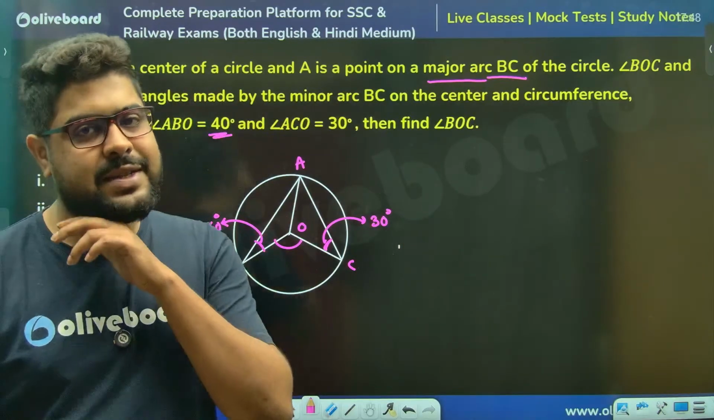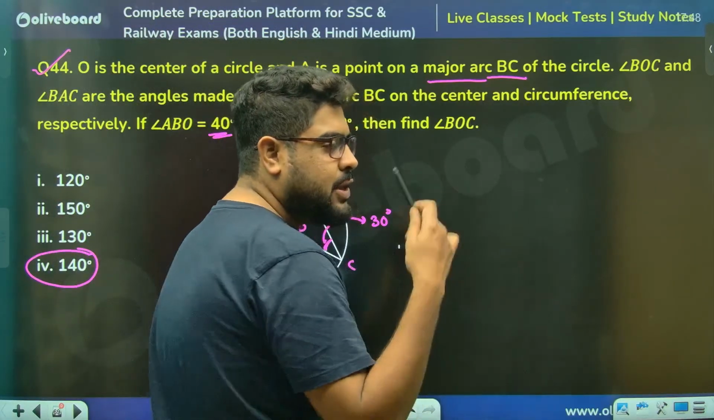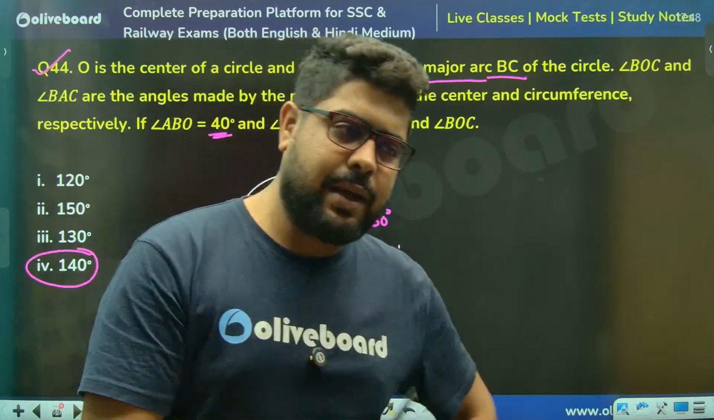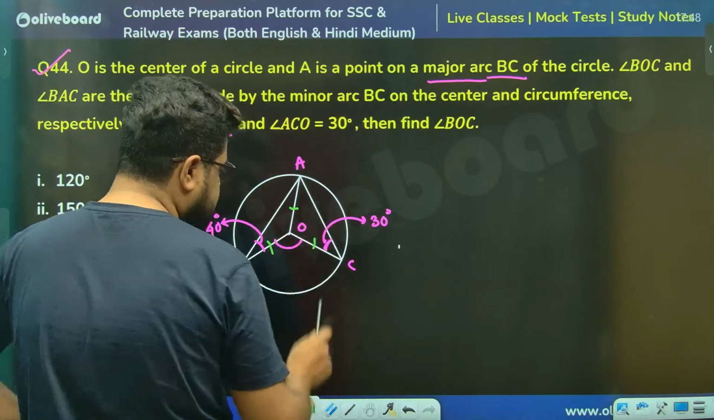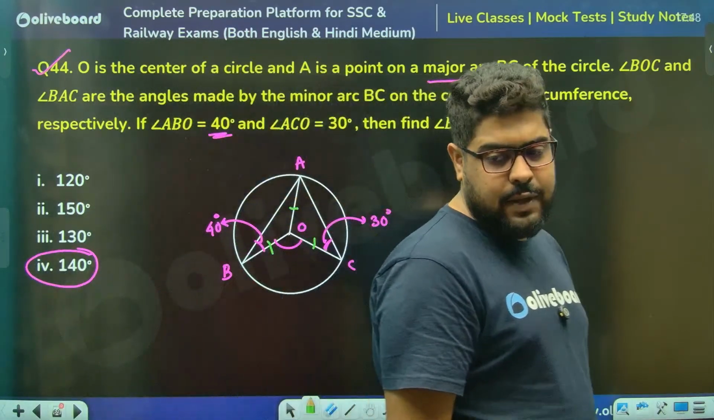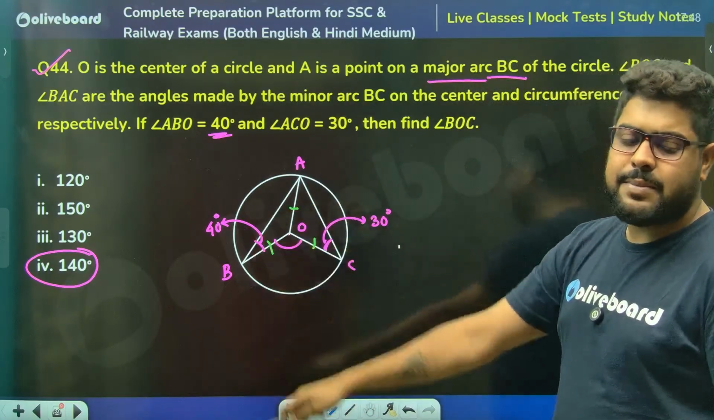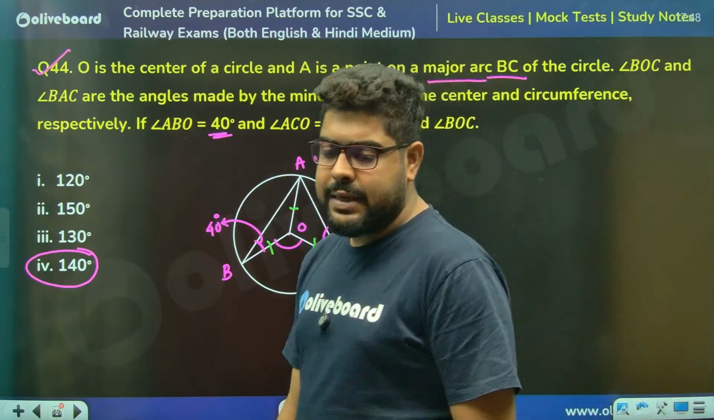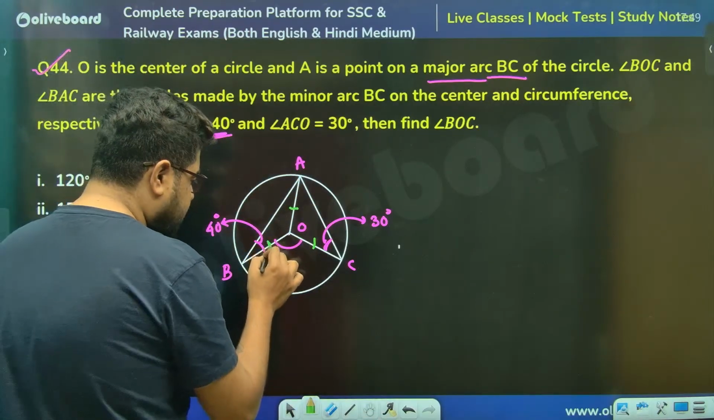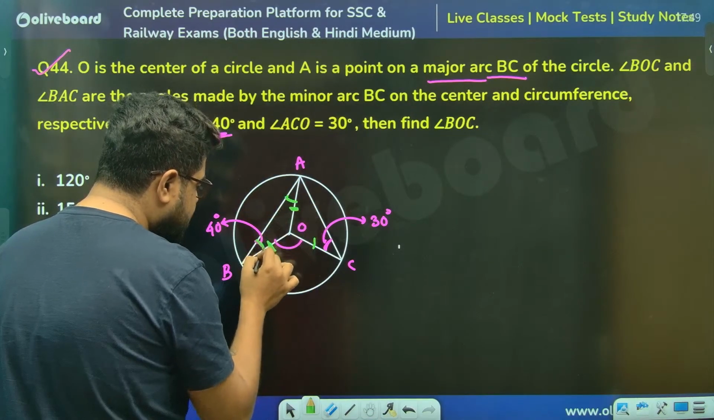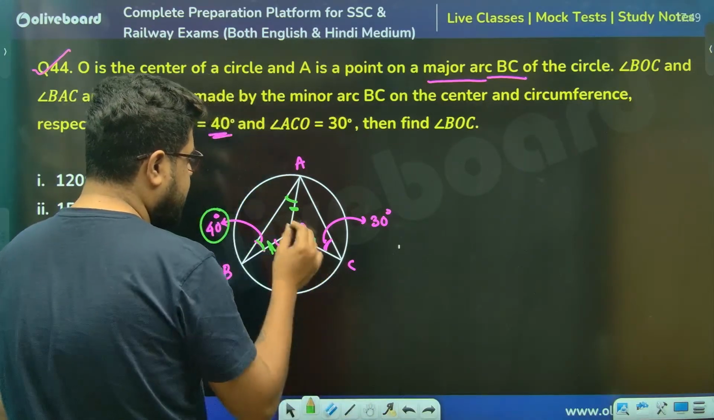Now you might say, sir, why? It's a single liner question actually. Understand, sir, this is one thing you have to train your eye for, what is happening inside a circle. Sir, if I write AO equal to BO equal to CO, will I be wrong? Why? Because they are all radii of the same circle. So if these two are equal, then these two angles are also equal. So if this is 40 degrees, this must be 40 degrees only, sir.